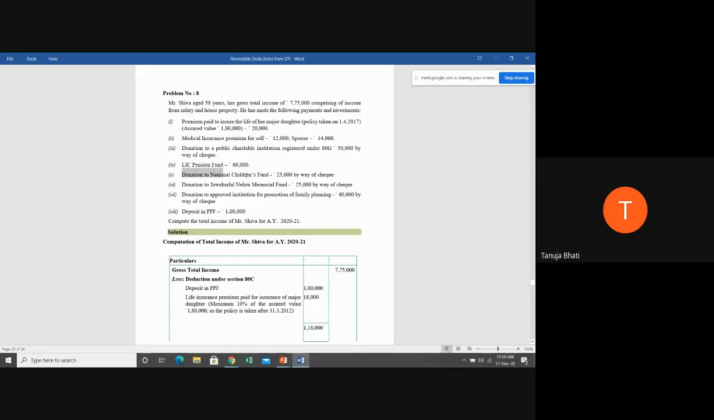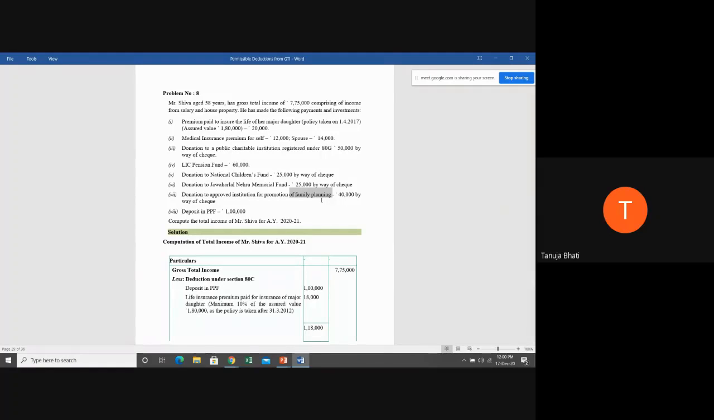Very good. Next, donation to National Children's Fund. Category 1, ma'am. Very good. What is category 1? 100% deduction without any limit. Very good, students. Next, donation to Jawaharlal Nehru Memorial Fund, which category? Category 2, ma'am. Category 2 is 50% deduction without any limit. Very good. Next, family planning, which category? Category 3.